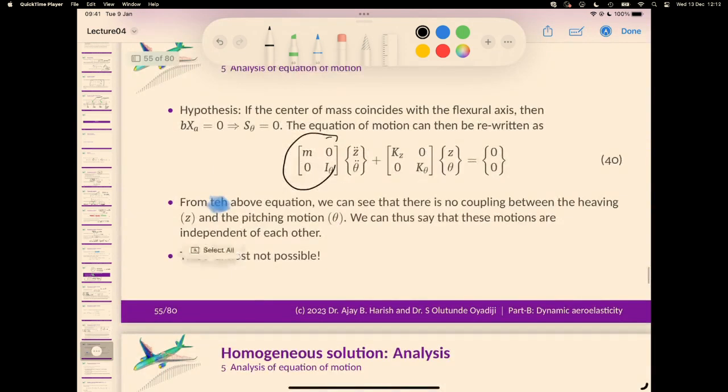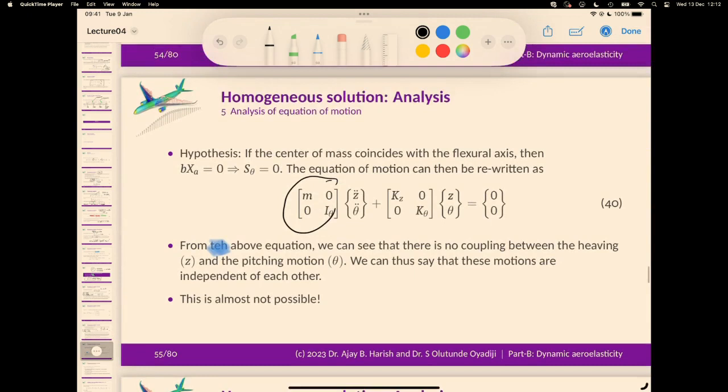Now, if we make a simple scenario again here, so we are looking at one scenario after the other, so there's an error here. Thanks to somebody for pointing that out. So if we assume that our center of mass coincides with our flexural axis. Let's think of a scenario. We have this equation of motion, and what we are trying to throw around is, what if this happens? What if that happens? What if another thing happens, right? So initially we started by saying, what if the velocity itself is zero? What would happen? We still have a coupling. There can still be pitching and there can still be heaving. What if the center of mass itself coincides with the flexural axis, right?